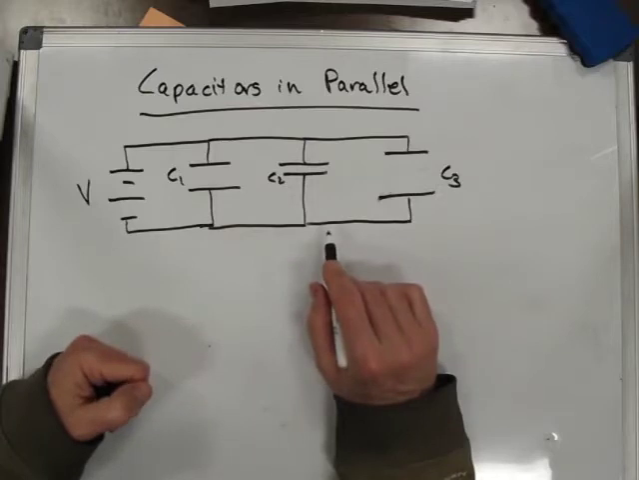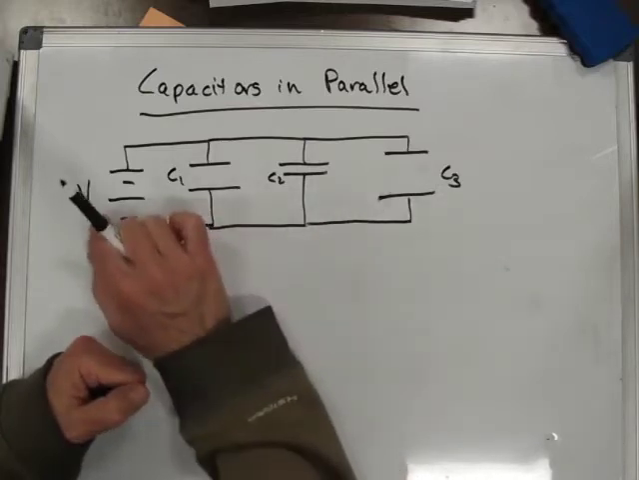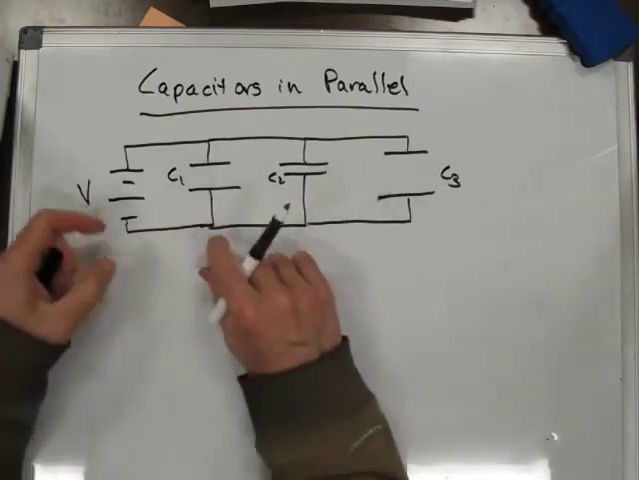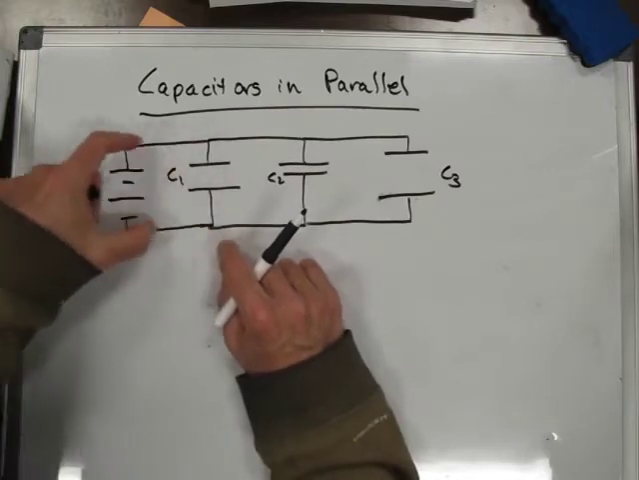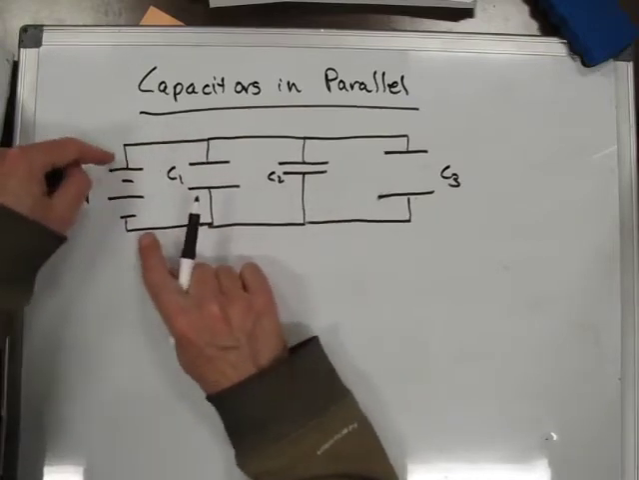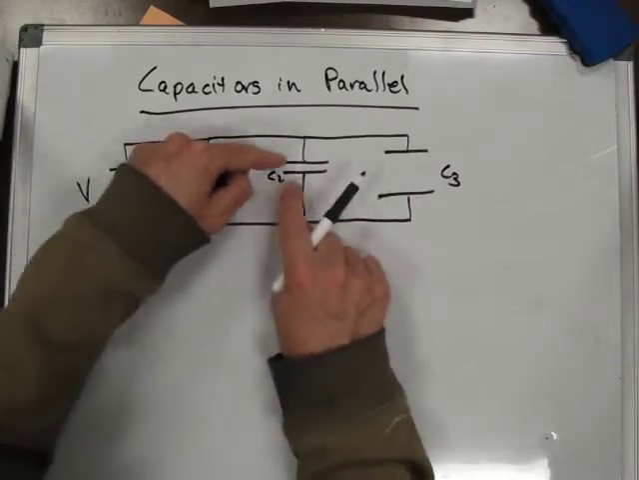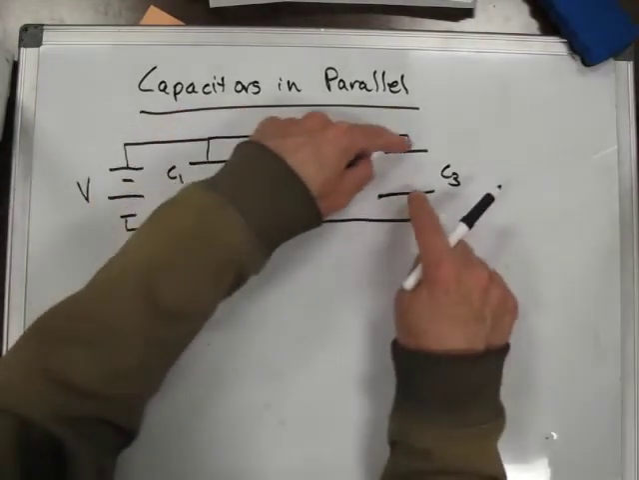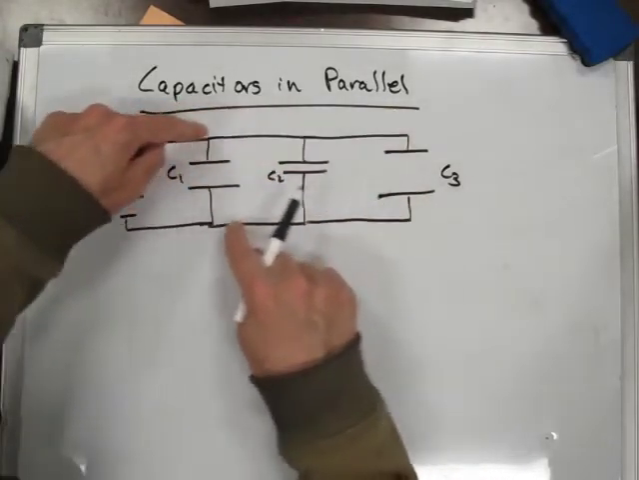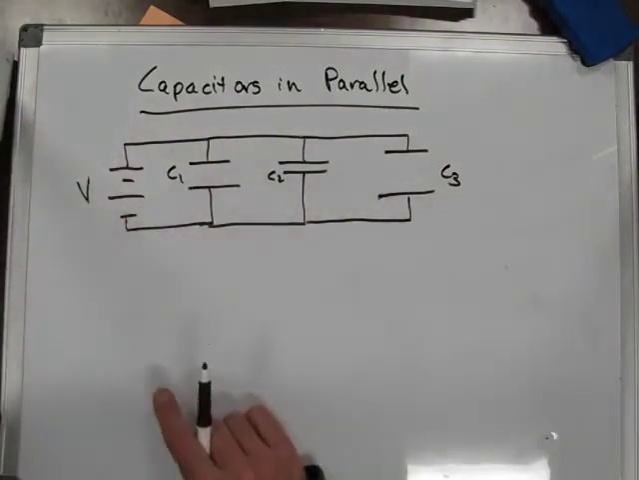The thing to remember about this is that all of these guys have the same voltage across them. That is because these are wires and connected by conductors. The same voltage is across this, as is across this, as is across this, because each of these guys is connected by a wire to the ends of the battery.